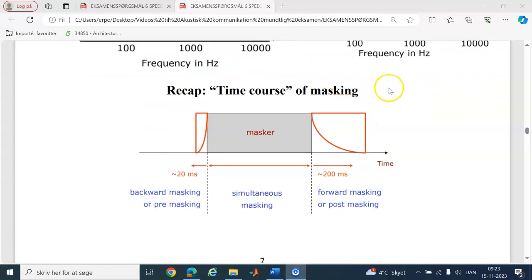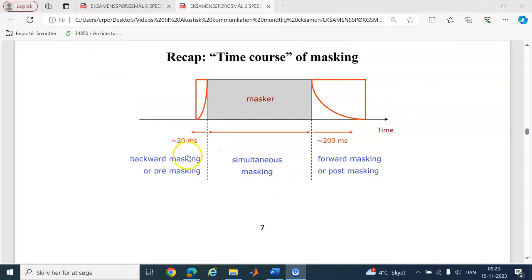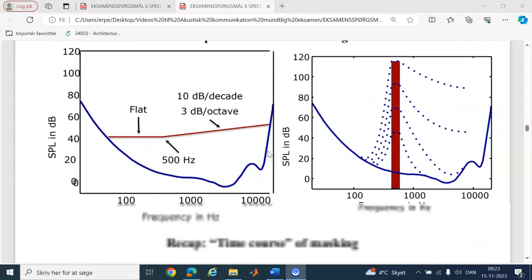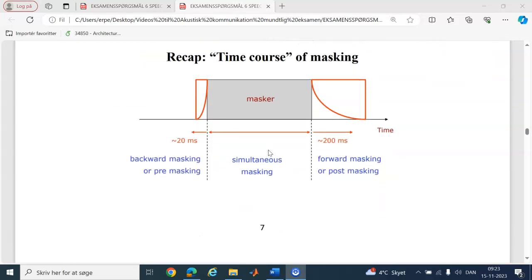Recap time course of masking. We remember the backward masking or pre-masking, the signal before the masker, there's a gap time of about 20 milliseconds. Then we have the simultaneous masking as talked about before. And then we have the forward masking when the signal is after the masker. There's a time gap of delta t of about 200 milliseconds where masking has an impact.